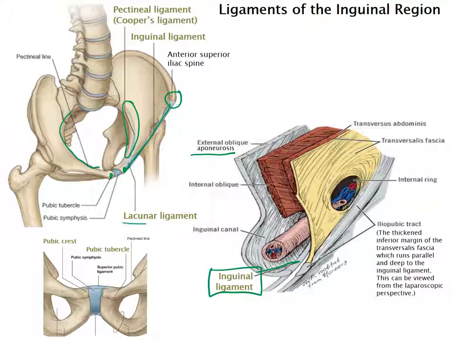The lacunar ligament, shown here, spans between the pectineal ligament and the inguinal ligament, and it forms a shelf on which the spermatic cord will rest. In the lower left image, I simply wanted to highlight what the pubic tubercles look like. And here is the spermatic cord coming through the inguinal canal.